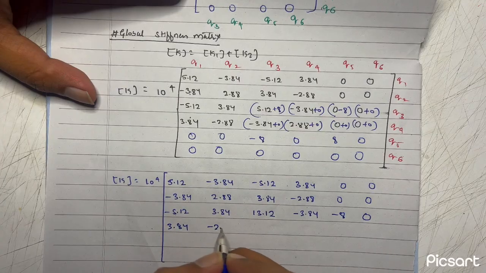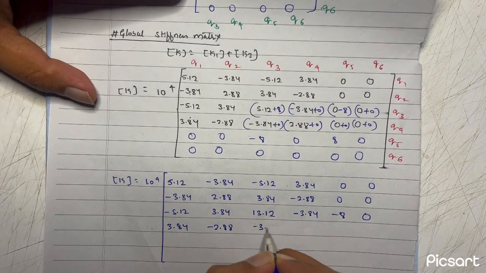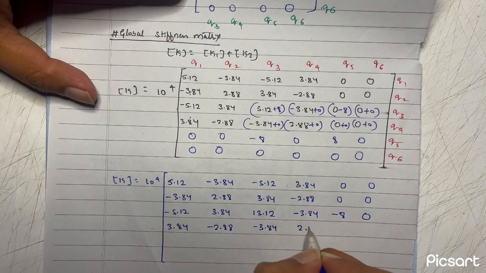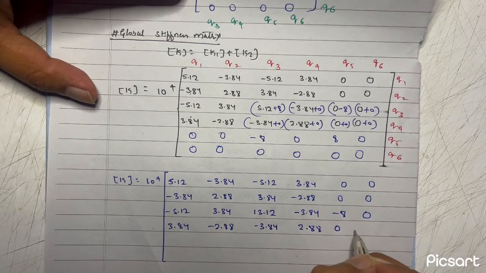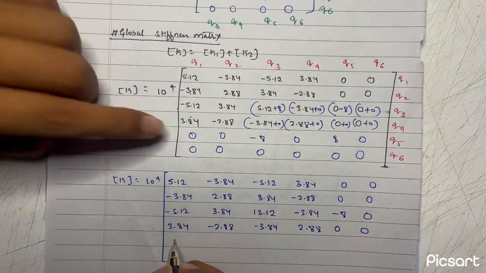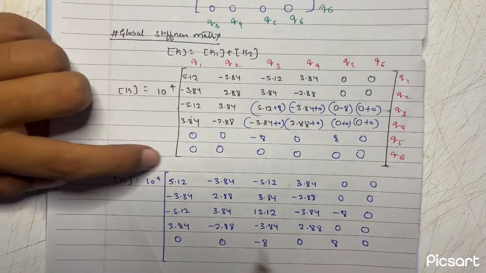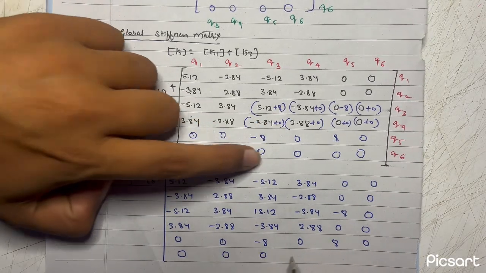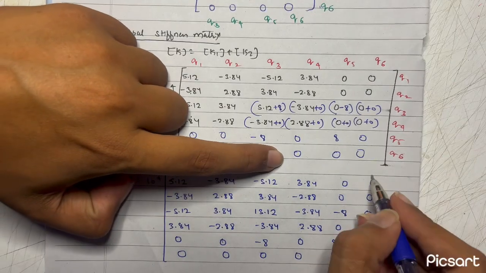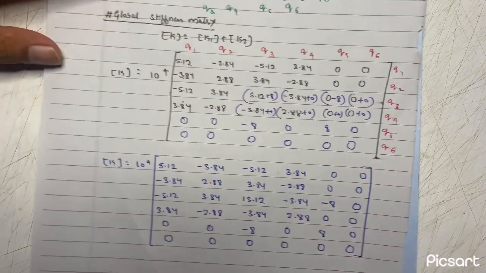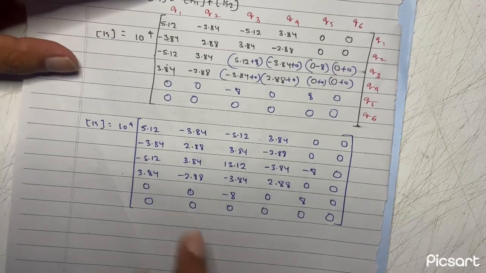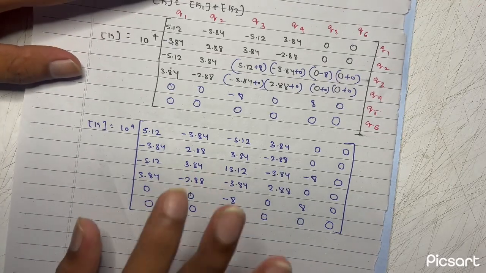3.84, minus 2.88, minus 3.84, 2.88, 0, 0. Next 0, 0, minus 8, 0, 8, 0, 0, 0, 0, 0, 0, 0. Okay, this is global stiffness matrix.